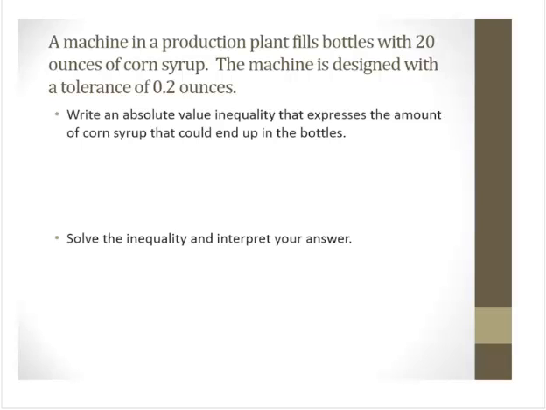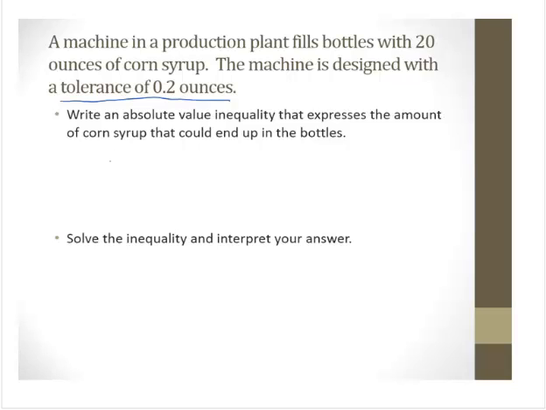We're told that a machine in a production plant fills bottles with 20 ounces of corn syrup. The machine is designed with a tolerance of 0.2 ounces. So here we're talking about tolerance. Well, that means that the actual amount that the machine fills the bottle with is going to be close to 20, but it can deviate from 20 by up to 0.2 ounces. We're asked to write an absolute value inequality that expresses the amount of corn syrup that could end up in the bottle.